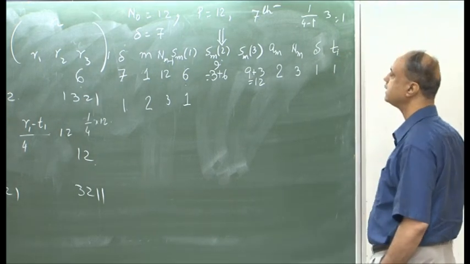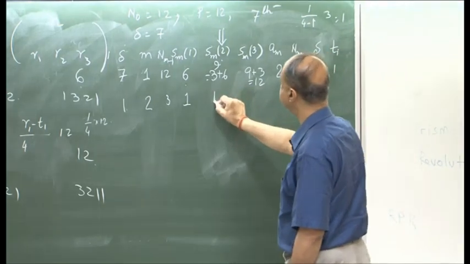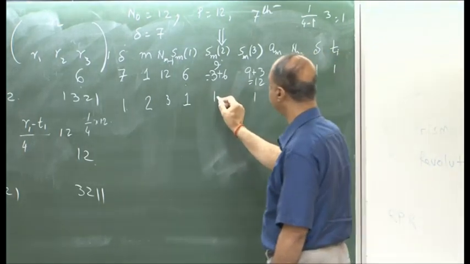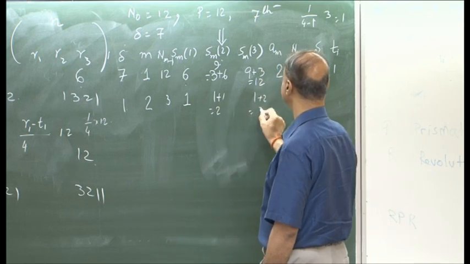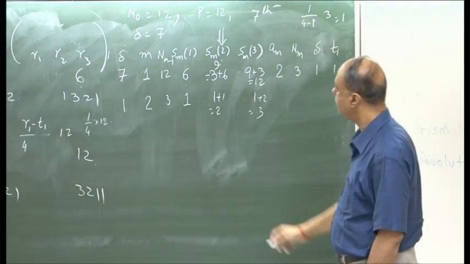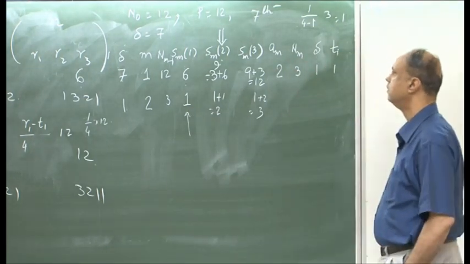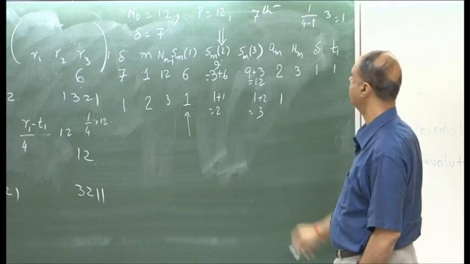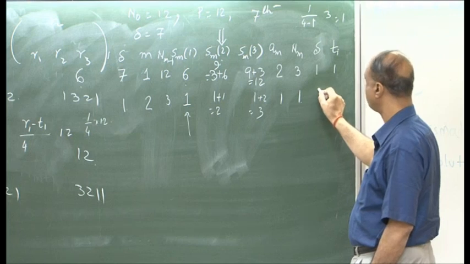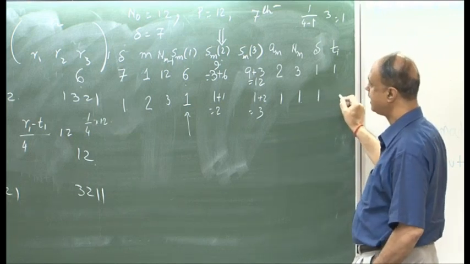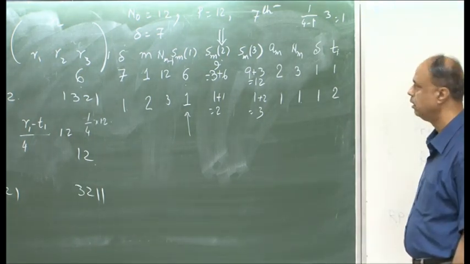Right? Now what is SM2? SM2 is also 1. SM3 is also 1. So 1 plus 1, it is 2. And 2 plus 1, it is 3. And if you compare, then it is lying here. Right? So AM is 1. And NM is 1. Delta is 1. T1 is now 2. Right?